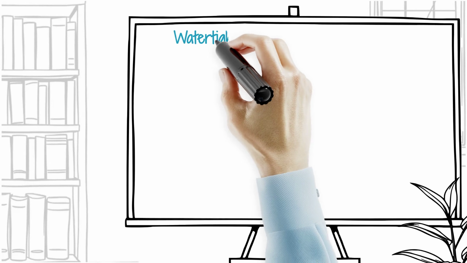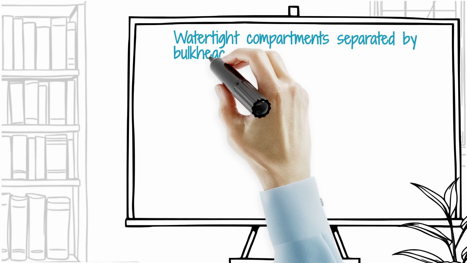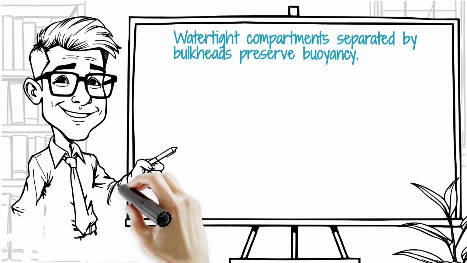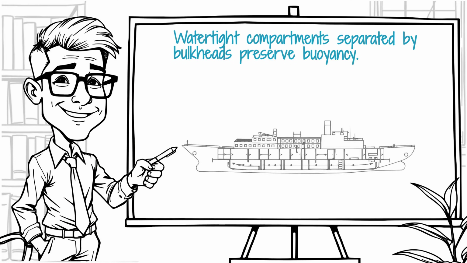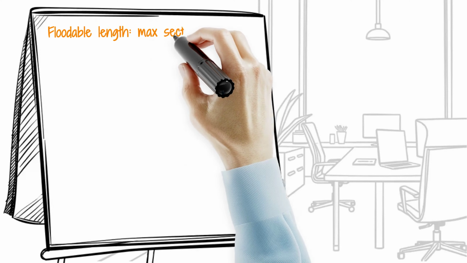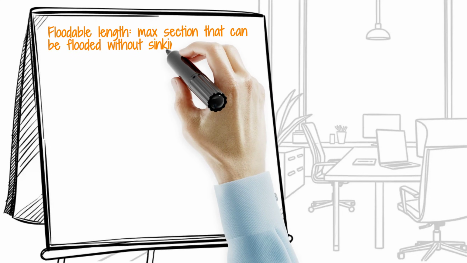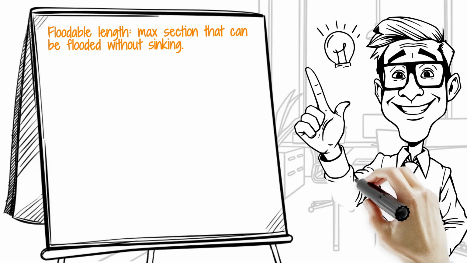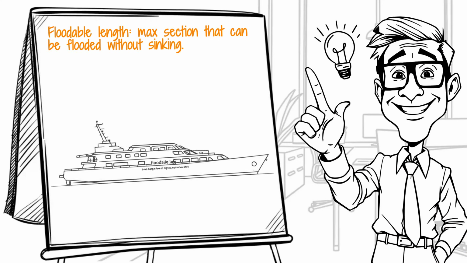This is achieved by dividing the hull into a series of watertight compartments separated by transverse and longitudinal bulkheads. The structural arrangement is determined using the concept of floodable length. As you may recall, floodable length is the maximum length of a section of the ship centered at any point that can be flooded without the ship sinking below its margin line, which is the uppermost continuous deck to which the bulkheads extend.